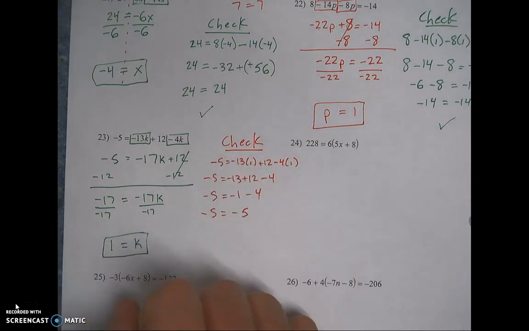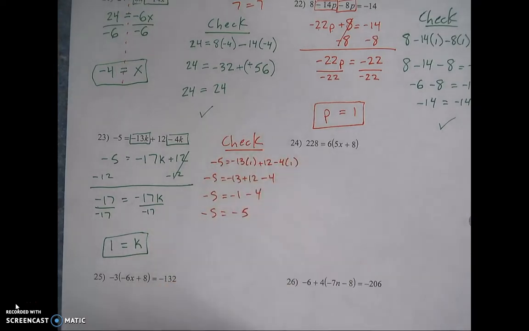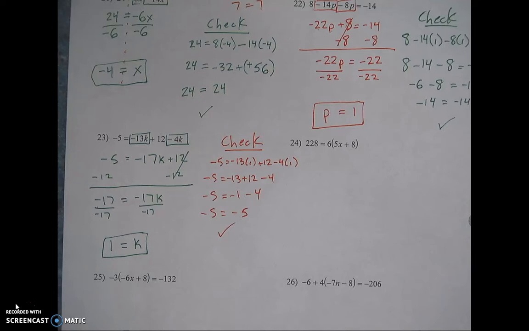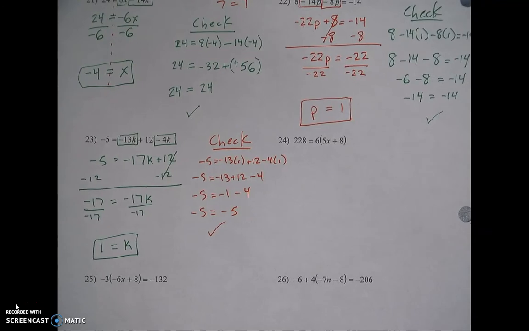Plugged that 1 back into my original equation for my check. Multiplied and then simplified, and I got 5 equals 5, which means my check works, which means my answer of 1 is good. Okay, if you didn't get that right, pause the video and find your mistakes, and hopefully you can fix those.